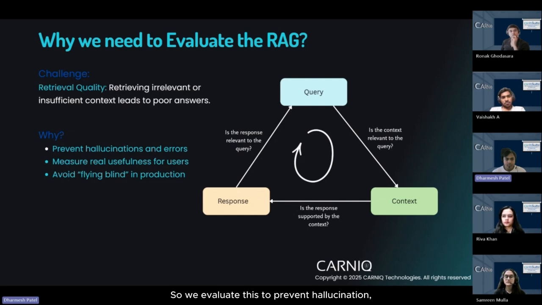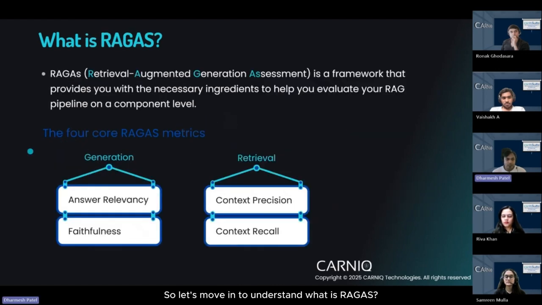We evaluate this to prevent hallucination, which is like the AI lying, and to measure how useful the tool actually is, to ensure that we're not flying blind, with it in production giving wrong answers and just hoping for the best that it will provide the right answer. To solve this, the solution is Ragas. So let's move on to understand what Ragas is.